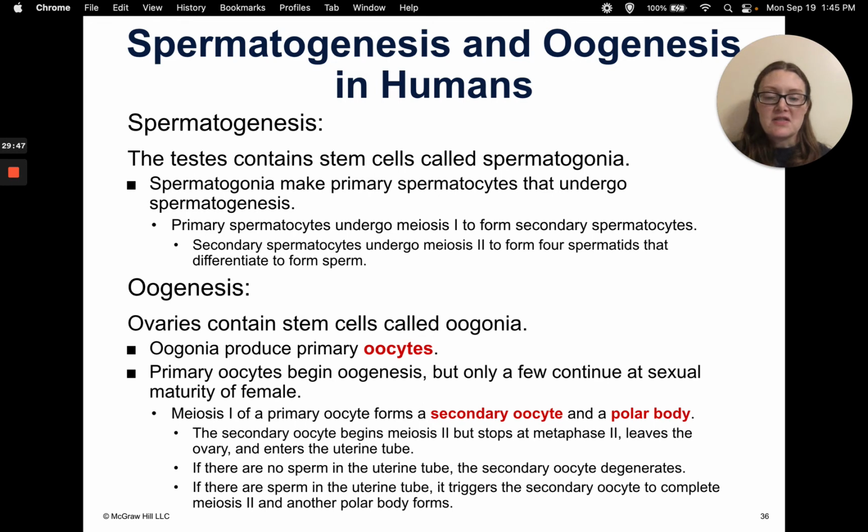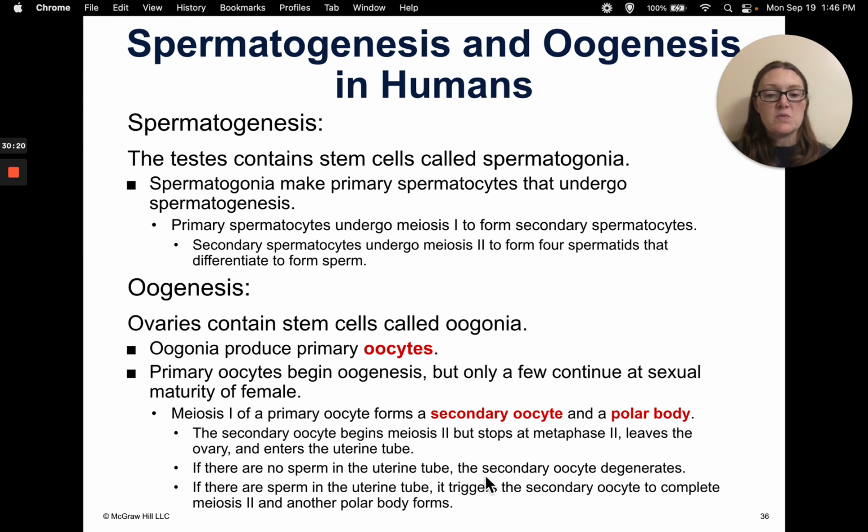Now in oogenesis, again, this is different. It's going to happen in the ovaries, which also contain stem cells called oogonia, and they produce primary oocytes. Primary oocytes begin oogenesis, but only a few continue at sexual maturity of the female. So we have the primary oocyte forms a secondary, and then the polar bodies. The secondary begins meiosis 2 but stops at metaphase and leaves the ovary and enters the uterine tube.